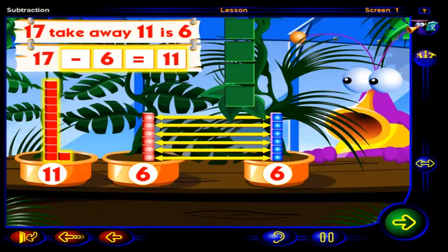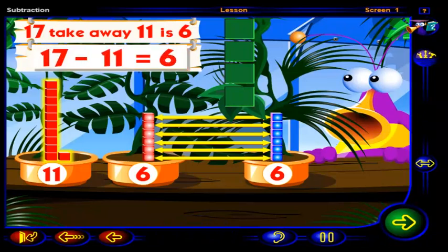This number sentence shows that 17 take away 6 is 11. You need to show 17 take away 11 is 6. Try again. Well done. This number sentence shows that 17 take away 11 is 6. So the difference between 17 and 11 is 6.